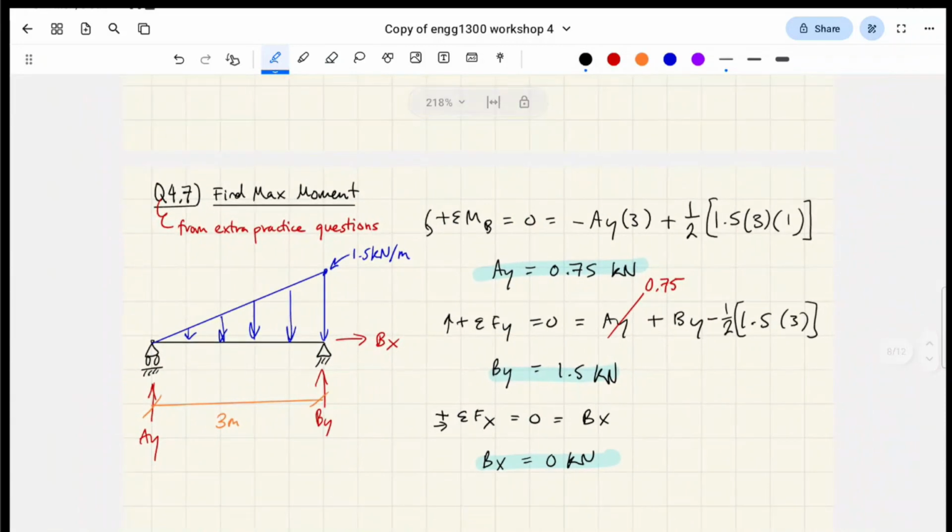Triangularly distributed load. As soon as you see this, you can't do the graphical method, at least for this part of the beam. In this question, the entire beam is the triangular distributed load, right? So I'll just jump straight ahead to pretty much what they taught you in the lectures, which is the algebraic method.